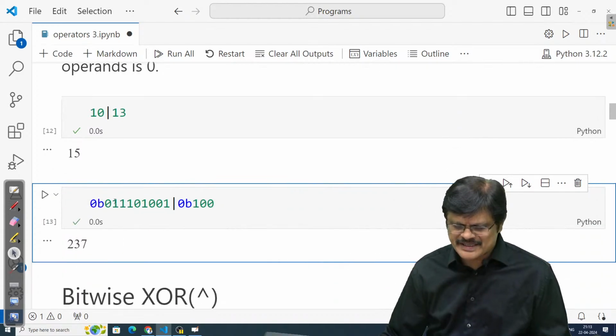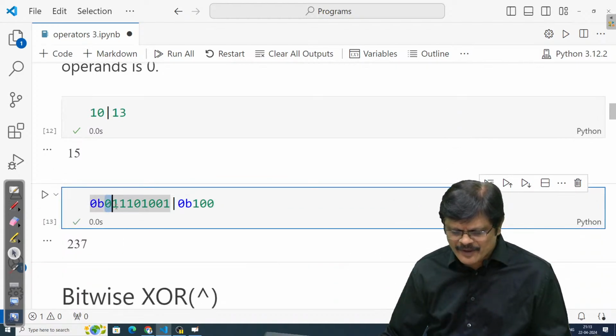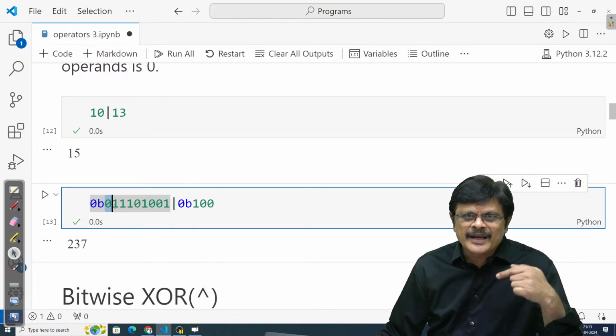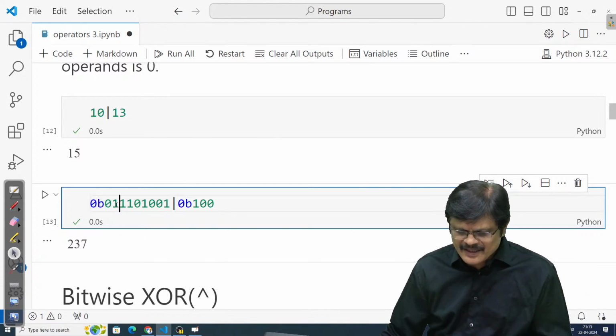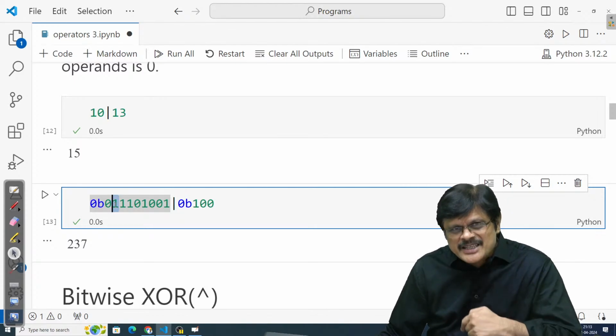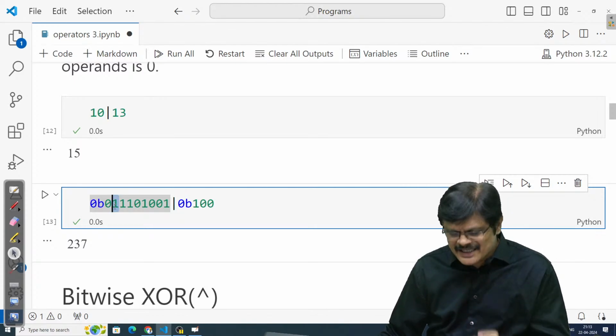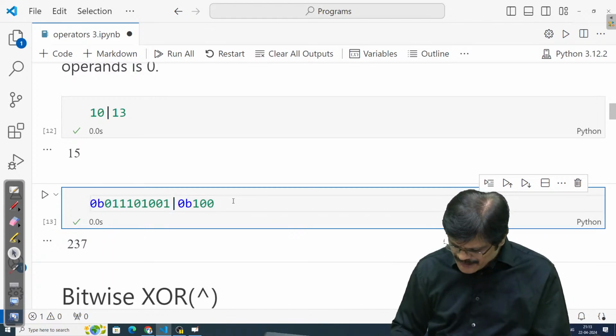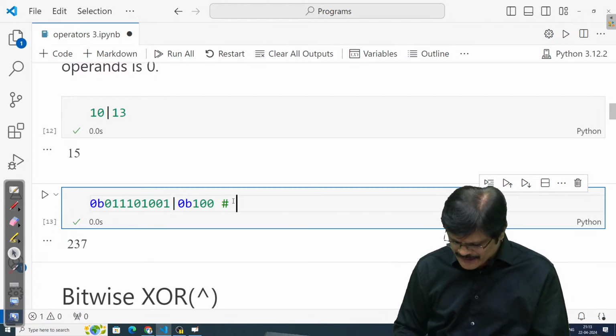You can check 237. So what is happening? This is 0 because the corresponding bit is 0 here for the second number. This is 1 because one of the numbers is 1. Even though the corresponding bit in the second number is 0, the result is 1. So what is the result we are going to get here, sir? The result which you are going to get is 0.